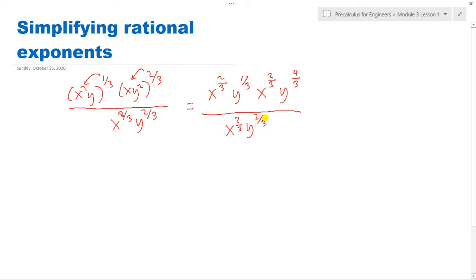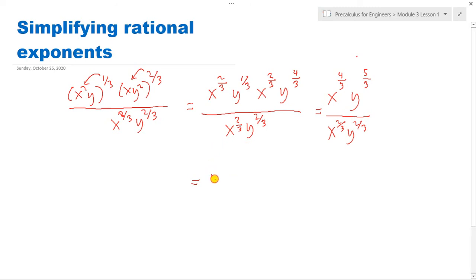So here, i-combine mo yung exponent ng x saka sa y. So x would be equal to 2/3 plus 2/3 is equals to 4/3. How about for y? Y is 1/3 plus 4/3 is equals to 5/3. So x raised to 4/3 y raised to 5/3 all over x raised to 2/3 y raised to 2/3. And then here, in dividing exponential expressions, just subtract the exponents.